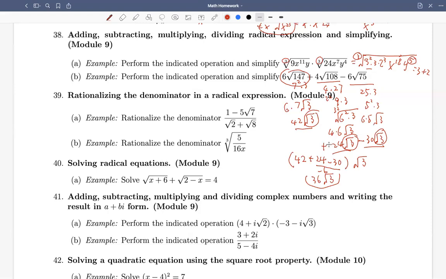Okay, let's see 39. So I'm going to finish 39, then take a break. Okay, let me erase this, get a space.